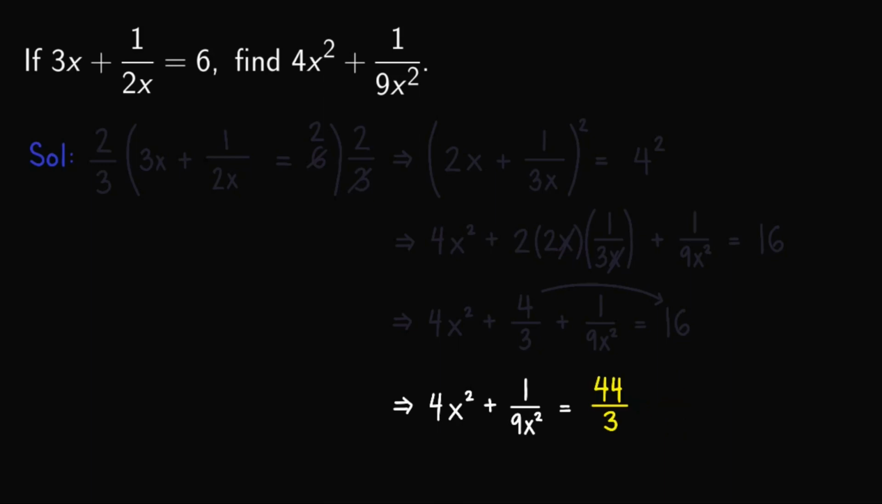And what can you see? This is what we want, since we have found the value for 4x squared plus 1 over 9x squared. Precisely what we want. So the answer for this problem is simply just 44 over 3. So a pretty simple solution just by applying this trick out here.